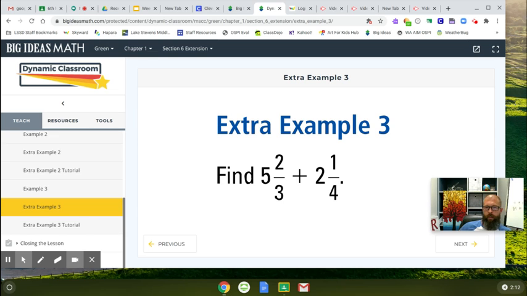All right, we're back. This is the second half of example 3. We are going to do more addition with mixed numbers, and we have 5 2/3 plus 2 1/4.